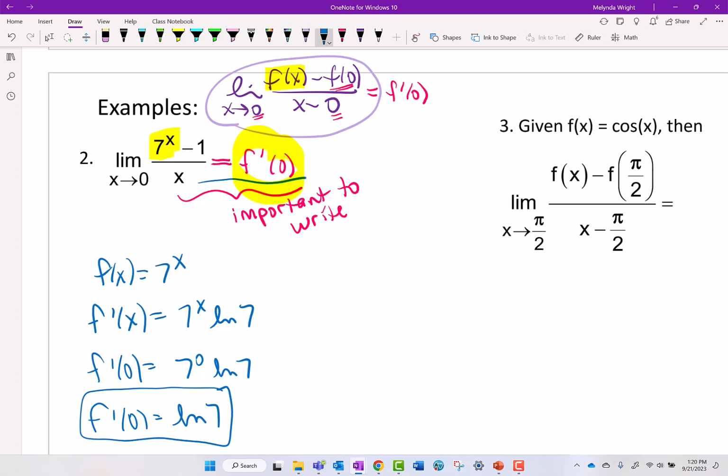Okay, how are we doing? I really don't know why I called that example number 2. It's actually example number 1. Who knows? I don't know.